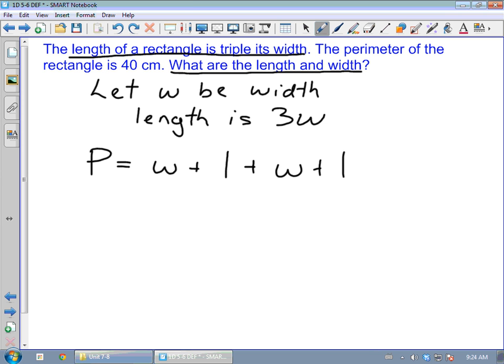Now, what do we know in this expression here? Well, we know that the perimeter itself is 40 centimeters. What is our width? We've just used W to be our width here. So I'm just going to keep that W there. What is our length? It's 3W. So I add on another width, and I replace this length with another 3W. And now we can solve.